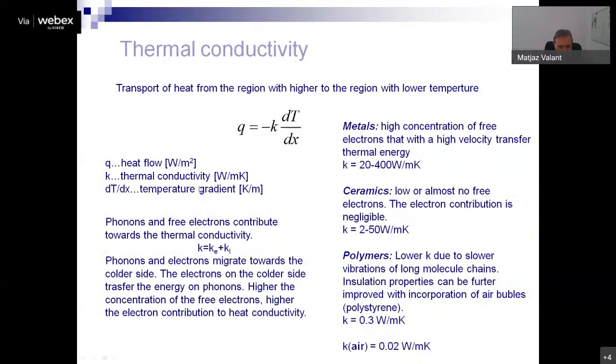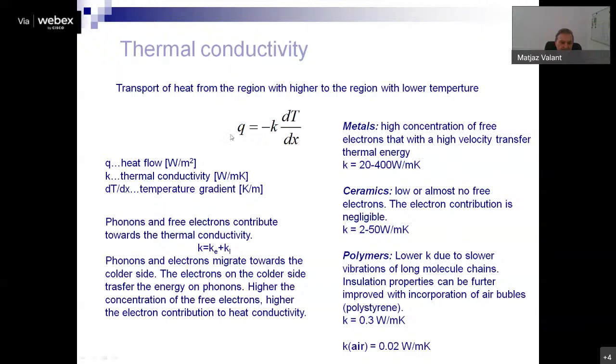Now discuss the last property within the group of thermal properties, and that is thermal conductivity. Thermal conductivity describes how fast the heat is conducted through the material. So we are talking about the transport of heat from the region with higher to the region with lower temperature.